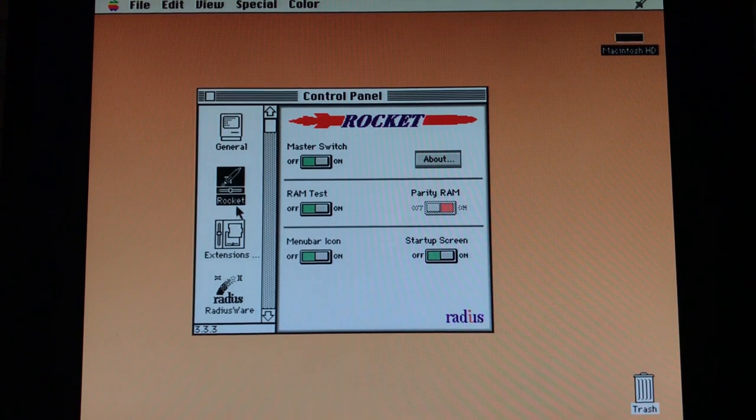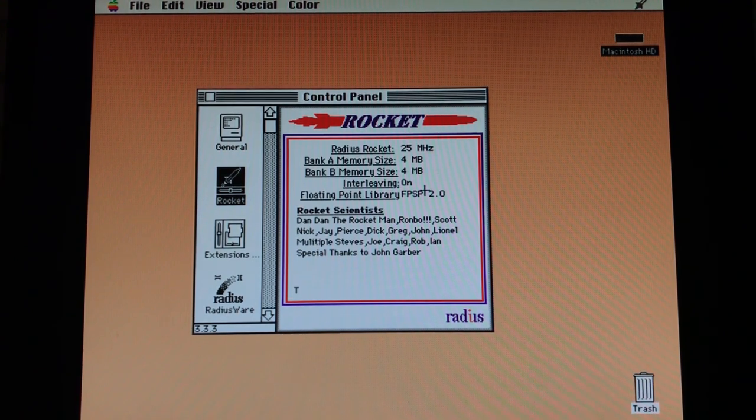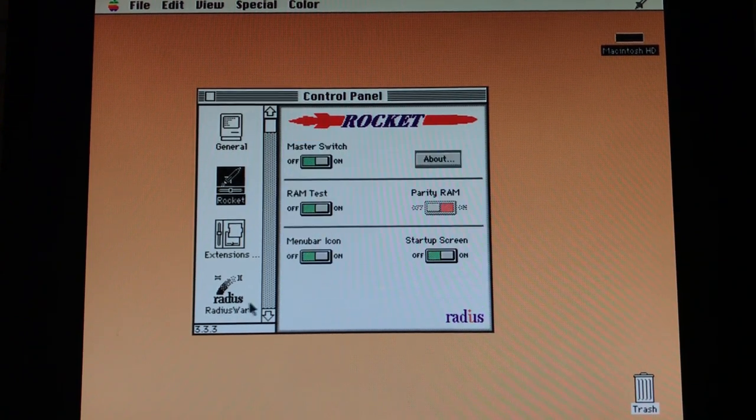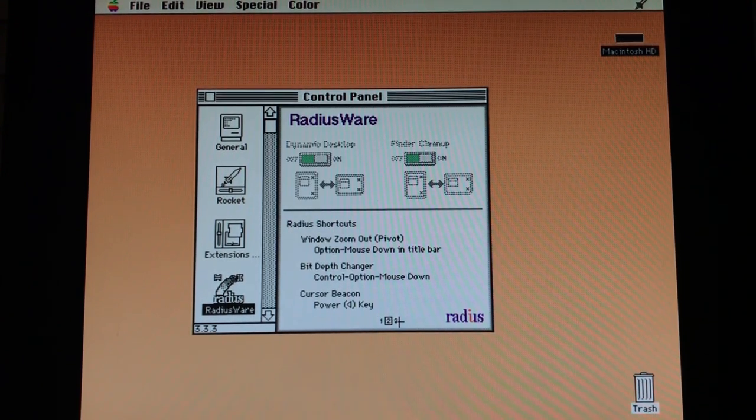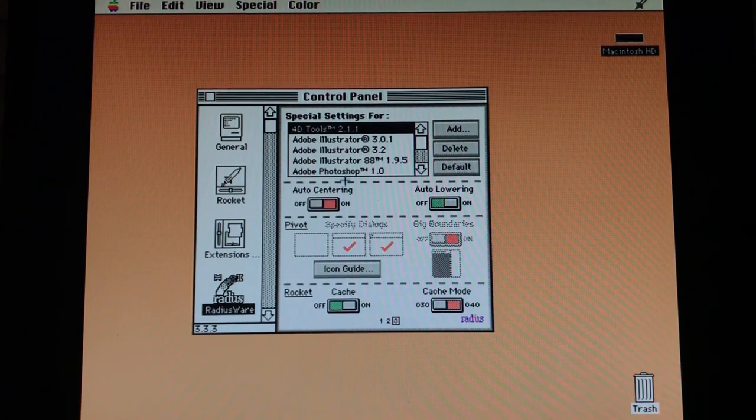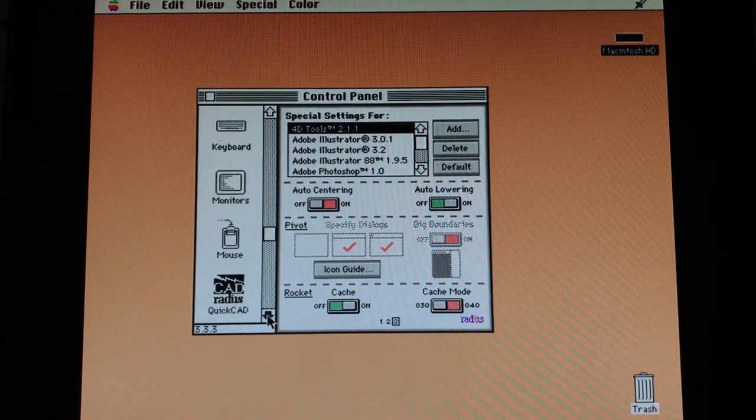You have the Rocket control panel, which allows you to turn on and off the Rocket, turn on and off the RAM test. Interleaving is on. It is a 33 MHz Rocket, not a 25. That's incorrect. RadiusWare gives us some extra goodies like a screensaver and screen capture, optional enlarged menu font, dynamic desktop, and specific settings for certain applications that might have compatibility issues with the 68040.